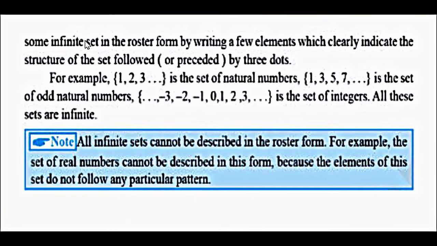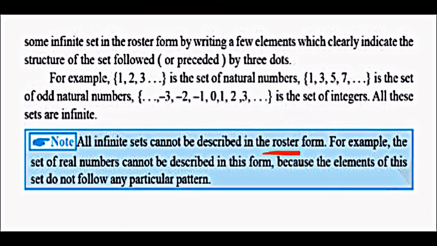How are we going to represent it? One more thing. Tell me how many numbers you know. You'll say infinite, I can't count it. So how are you going to present it in mathematical form? You will use these three dots: 1, 2, 3, dot dot dot. If I want the set of integers, this dot dot dot can be extended on the left side also, because on the left-hand side also you have numbers: dot dot dot, minus 3, and so on, then 3, dot dot dot. So there are three dot dot dots. So all infinite sets cannot be described in the roster form.